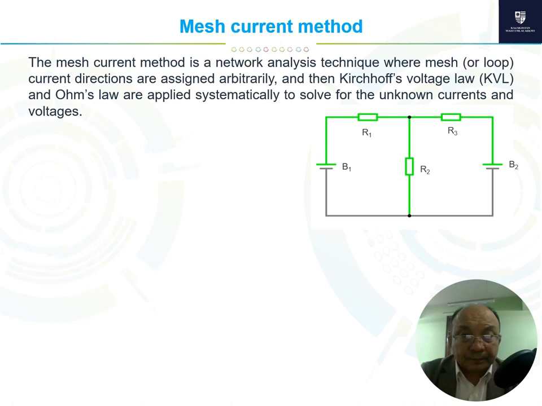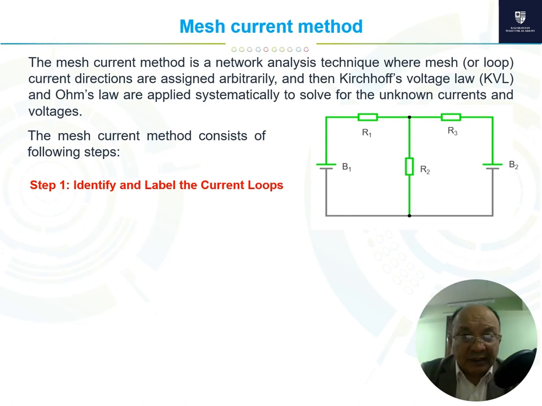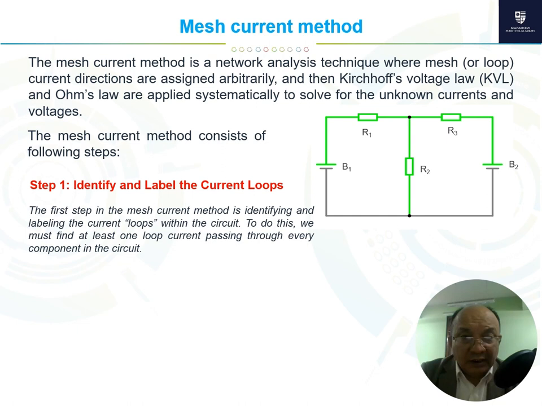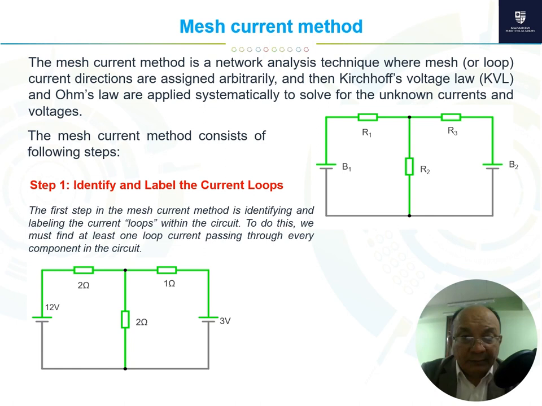So the mesh current method consists of the following steps. Step 1: identify and label the current loops. The first step of the mesh current method is identifying and labeling the current loops within the circuit. To do this, we must find at least one loop current passing through every component in the circuit. So we make our circuit diagram, and we denote the voltage sources as 12 volts and 3 volts, and the resistances R1 is 2 ohms, R2 is 2 ohms, and R3 is 1 ohm. And we make a loop. You can see here is I1, and this one is I2.